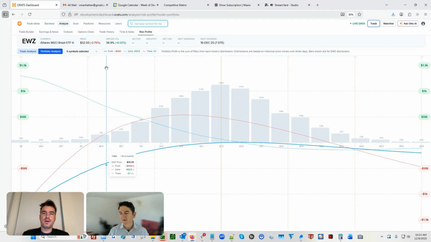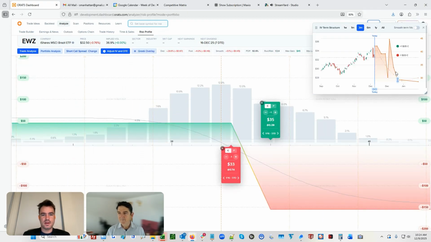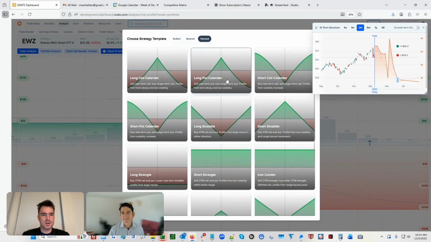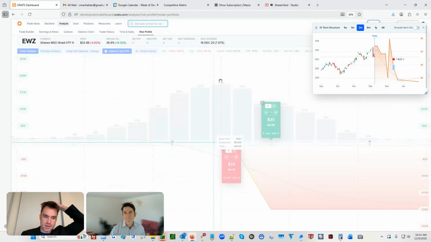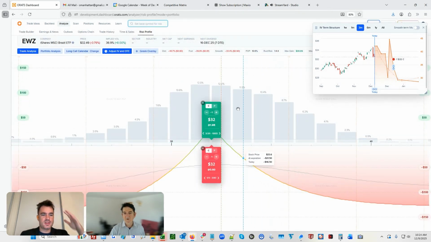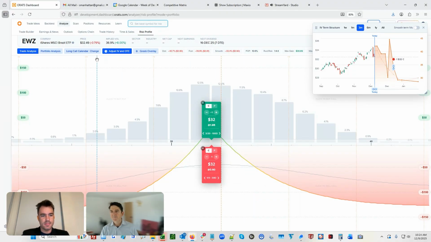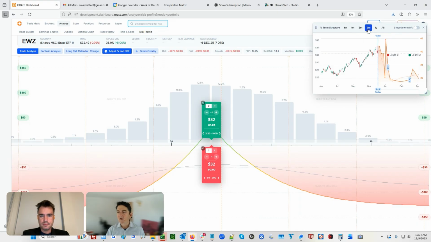So we have a few more minutes. Do you want to go over the trade analysis side of this and the cool features that we've added there, including assembling a position by clicking it in the quadrants? You can adjust the IV term structure. You can quickly change the strategy, as well as zooming and dragging and all those things that you could do before in the risk profile. Yeah, definitely.